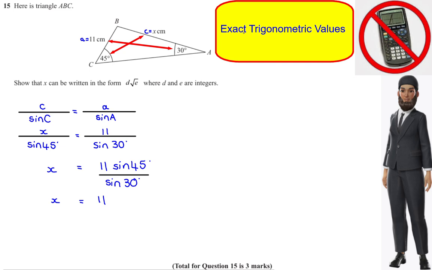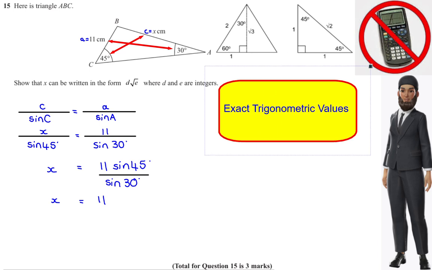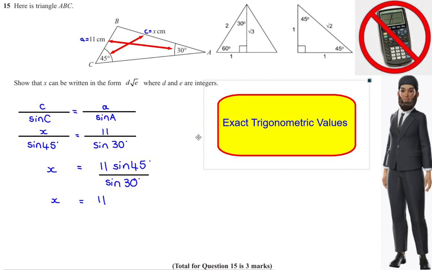Let's work out what sine 45 is. We can use the exact trigonometric values. You can either derive them from here, create this, or alternatively you can memorize them. So if I've got sine 45 and use this angle, opposite over hypotenuse is going to give me 1 over root 2. So let's multiply that by 1 over root 2. And that's all divided by sine 30. Sine 30, taking it from this particular angle, opposite over hypotenuse, is 1 over 2. So let's write that down. Divided by 1 over 2.